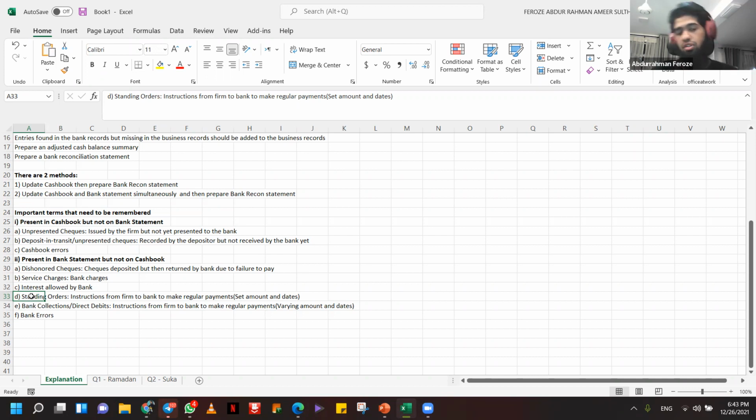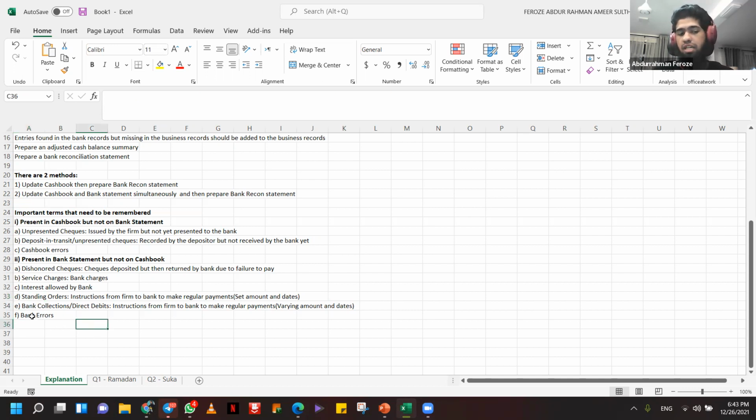So direct debits is very similar to standing order. Both are very similar, but the difference is direct debits means the amounts and dates can vary. They've just given an instruction to the bank that when this expense comes, no matter what the amount is, they pay it off. And then at the end of the month, it will be there in the bank statement, and then the company will add it to the cash book, right?